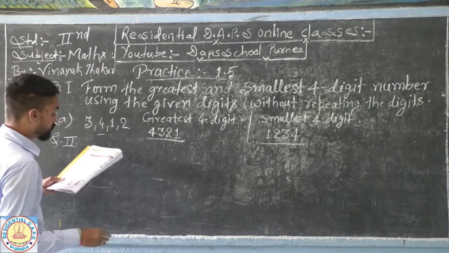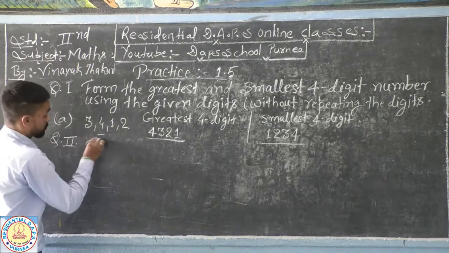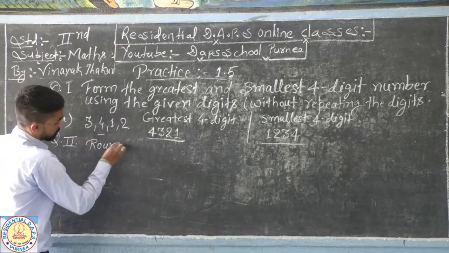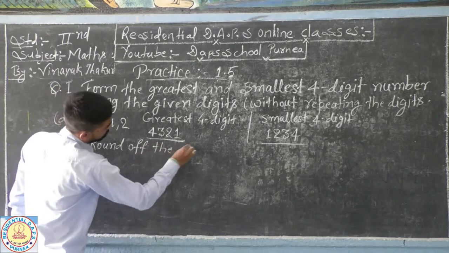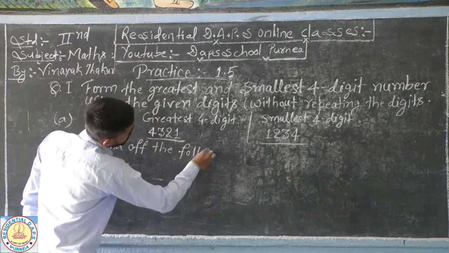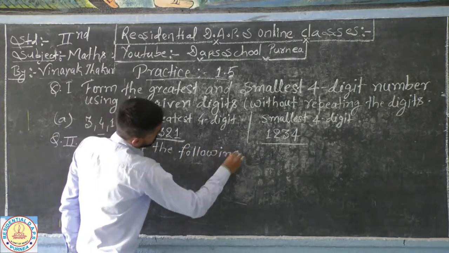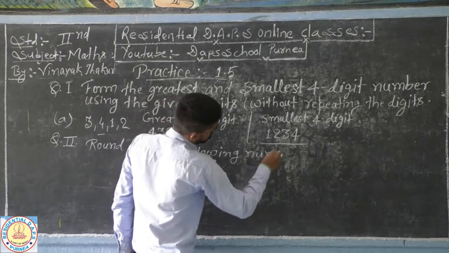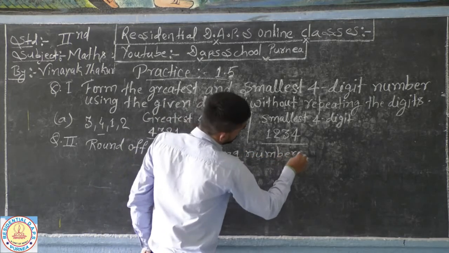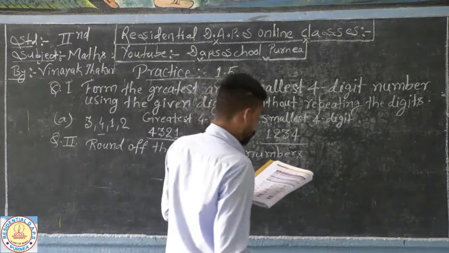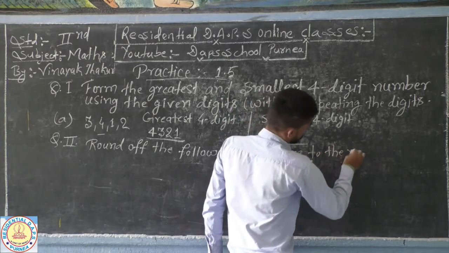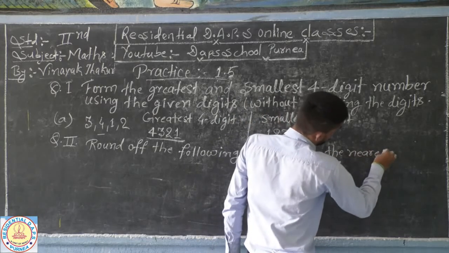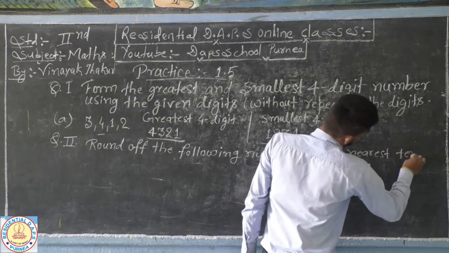This is: round off the following numbers to the nearest tens.